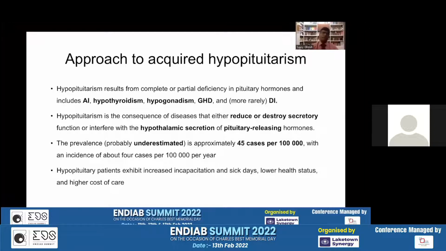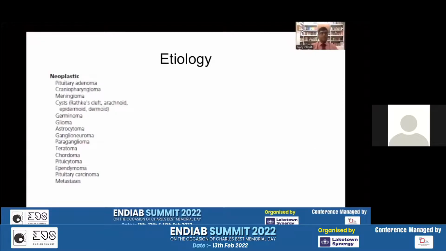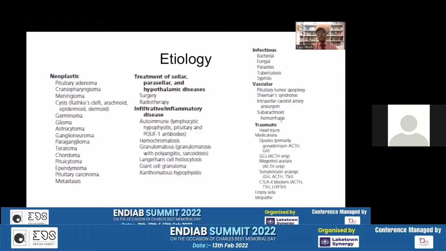We probably underestimate the number of cases of hypopituitarism that we actually see. A lot of patients go undiagnosed, with some kind of hyponatremia, which often is the manifestation when they get admitted to hospitals. So that's pretty common in hospital settings. If you look at the etiology, it could be because of a neoplastic reason, or some surgery, some radiotherapy, infiltrative or inflammatory disease, infections, vascular, or traumatic causes. So the etiology can be very varied, which is very difficult to actually cover in a talk like this.